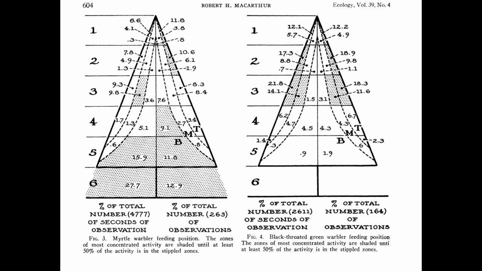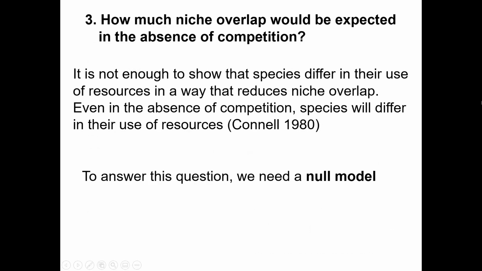And so this became a really, really famous and influential paper and really famous line of thinking about species coexistence and biodiversity. But one problem that ecologists realized later is that species would be expected to overlap anyway, even if competition isn't driving them to partition their niche. So we need a null expectation here. We need a null hypothesis, and that would be how much niche overlap would be expected in the absence of competition. So if competition isn't important, we would still expect some overlap. So what would that be?